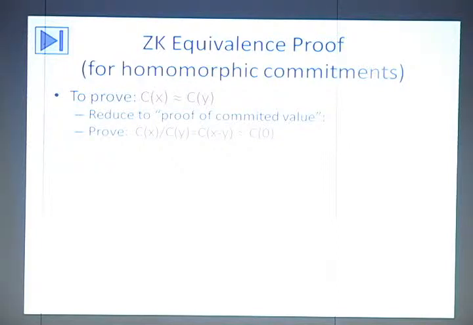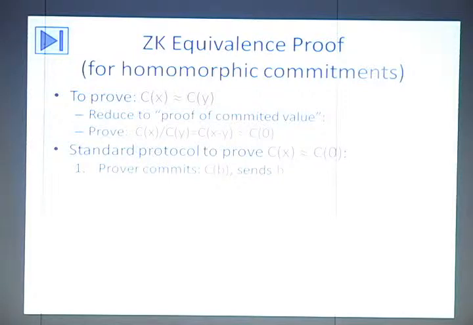And so suppose we want to prove that two commitments are equivalent. So we want to say that x and y are actually the same value. If these commitments are homomorphic, it's actually enough to prove that the quotient is a commitment to 0. Because if they were the same value, when we divide them, we get a commitment to x minus y, and that should be 0. So now I'm going to show how you can prove that a commitment is a commitment to 0 without ever opening the commitment.